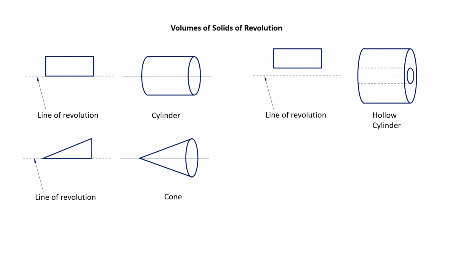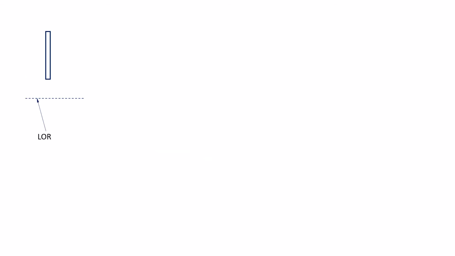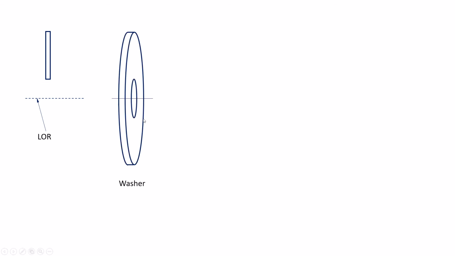So, in order to be able to do something like that, we need to find what happens in a situation like this. For example, we have a thin itty bitty rectangle. It's pretty long compared to its thickness, and there's a gap between the bottom of that rectangle and the line of revolution, and this is spun around. Well, it's kind of like that hollow cylinder, would you agree? The only difference is it's a little bit on the thinner side. Well, that would produce a washer.